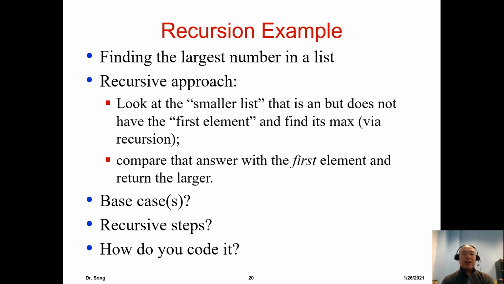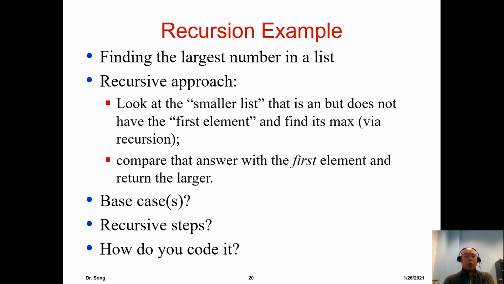Okay, well, here is another example, and consider this as a challenge for you. How do you do a recursion to find the largest number in a list? Well, you have to decide a couple of things. What is the base case?